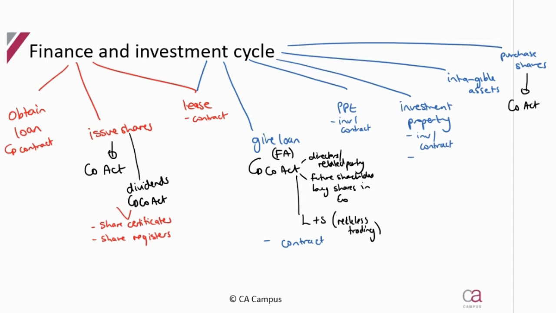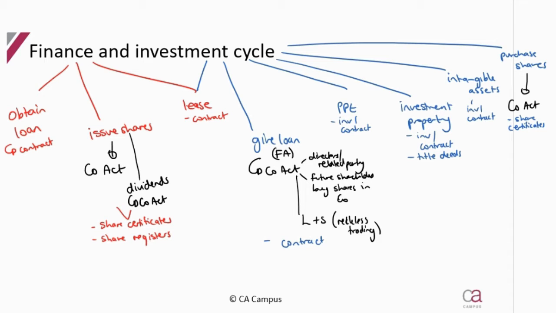But there could also be here title deeds. Intangible assets, an invoice or contract. And purchasing shares, there would be share certificates, and in the company that they were purchased, there would be a share register with that detail. In all of these, there should be an entry that affects the bank.